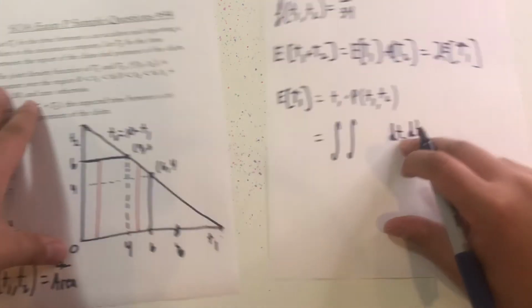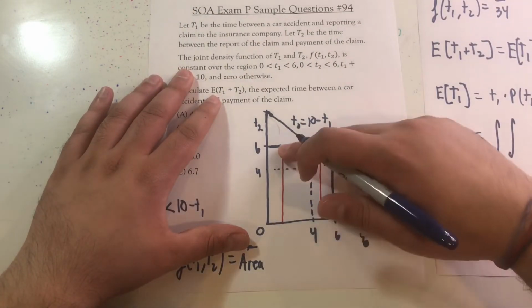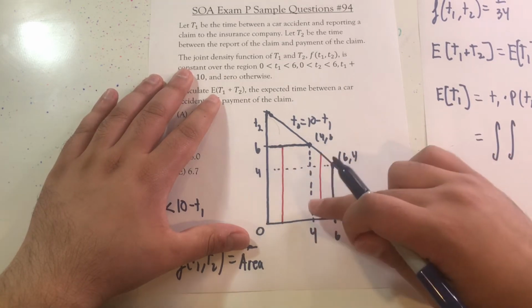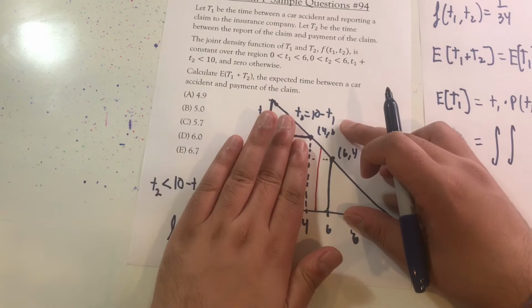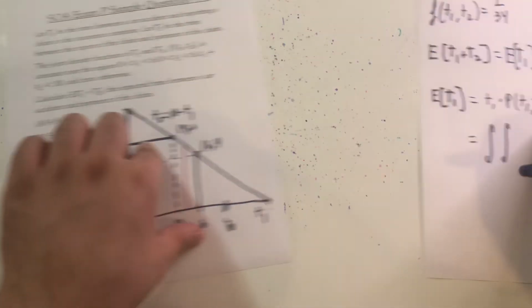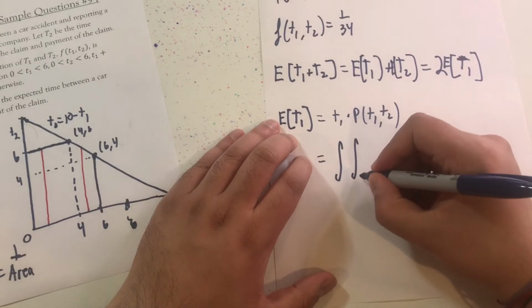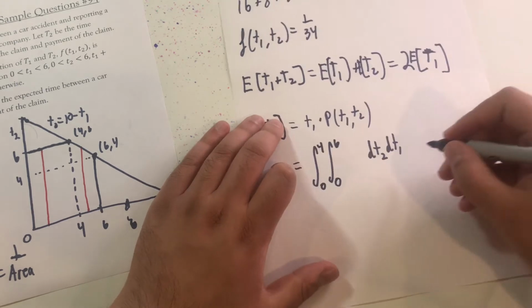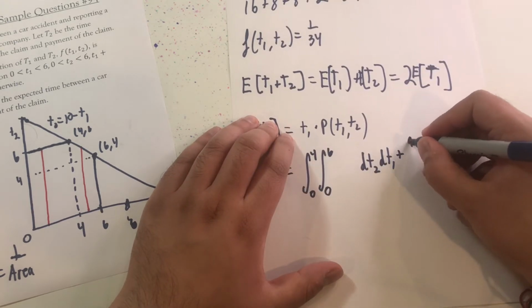And dt2 goes from 0 to 6, and dt1 will go from 0 to 4, right? So I'm doing this section first, and I'm going to add this section, okay? So this is going to go from 0 to 6. This will go from 0 to 4. And I'm going to add on another set of integrals.